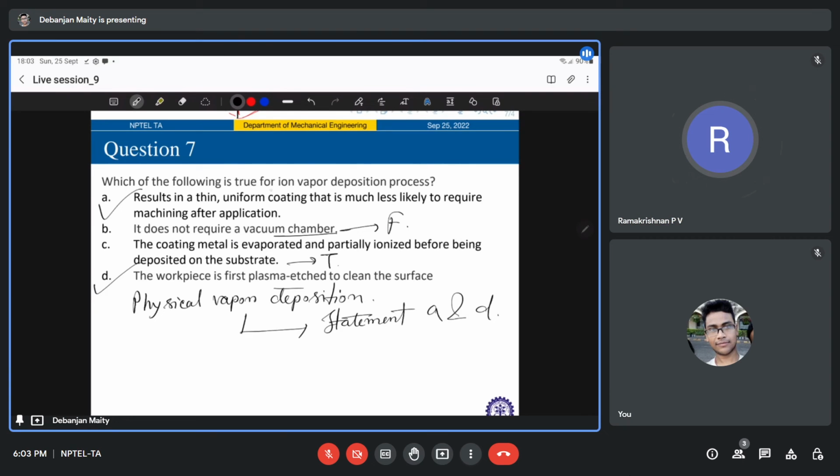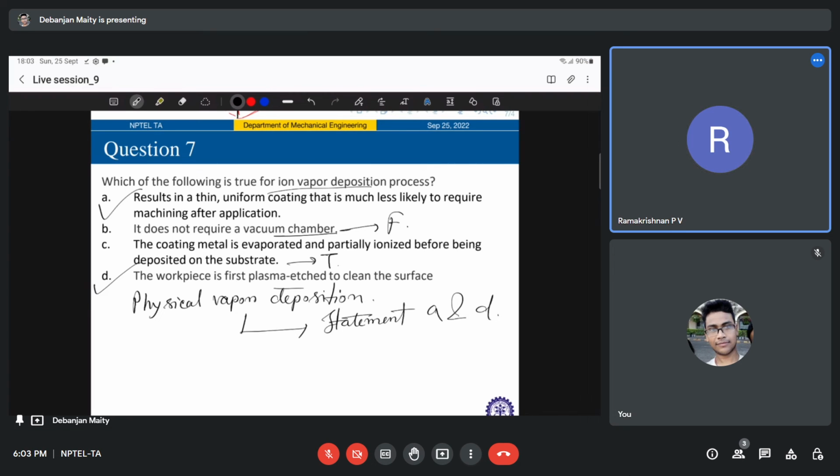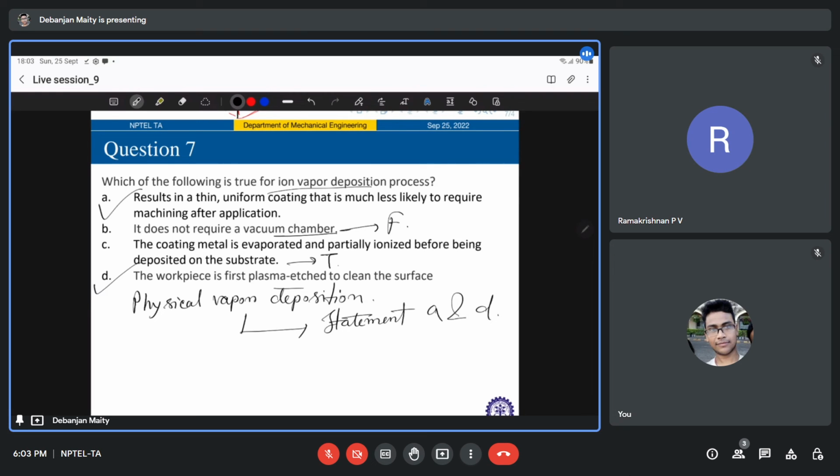Option C is true in terms of ion vapor deposition. So here the coating metal is evaporated and partially ionized before being deposited on the substrate. So the answer is C. Yes, the answer is C, only true.